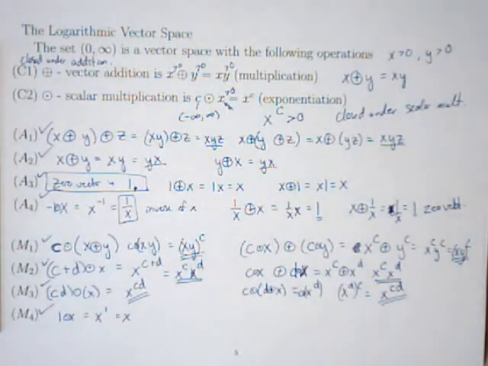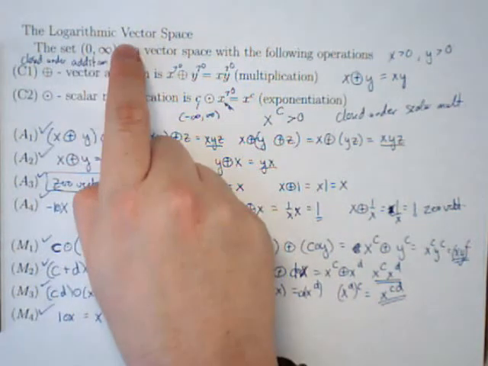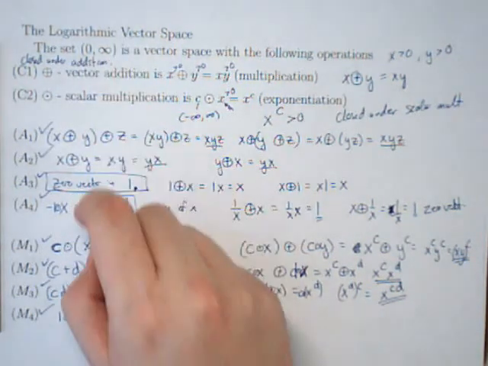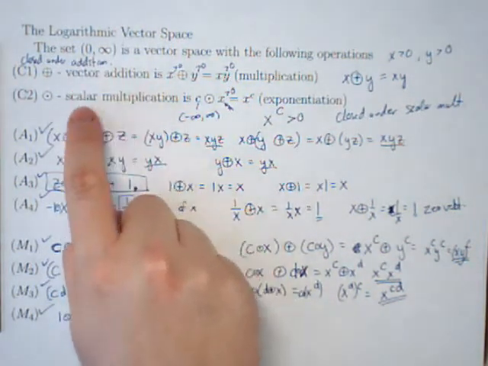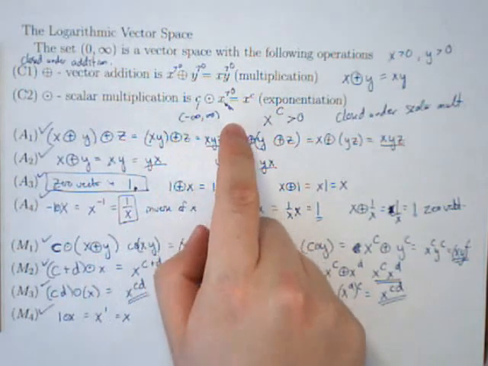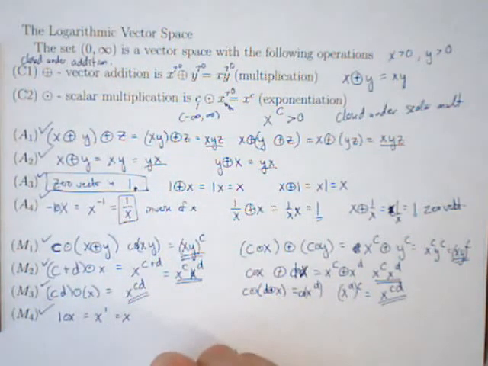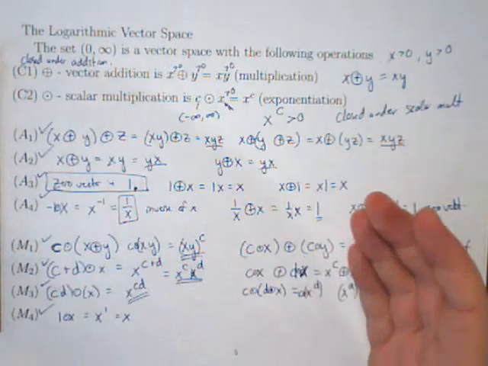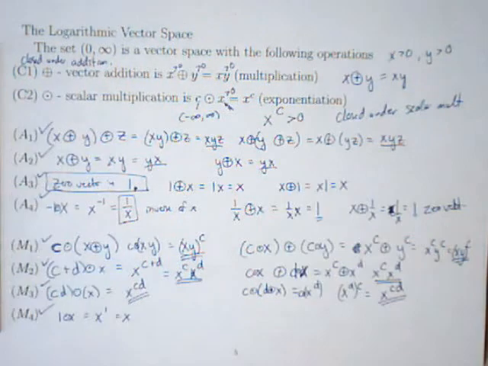So that completes the screencast and shows that the logarithmic vector space is a vector space. The whole way we define vector addition and scalar multiplication is a lot different than what we're used to when dealing with vectors in Rn, but we have something that is a vector space. And that completes the screencast.